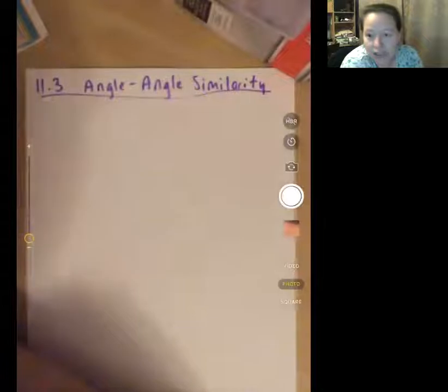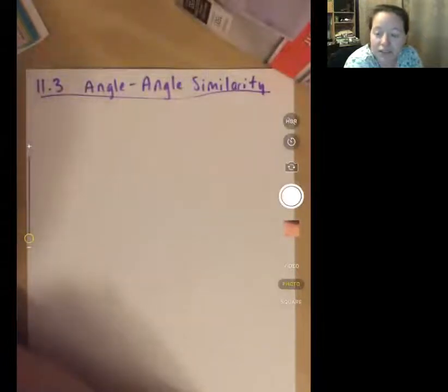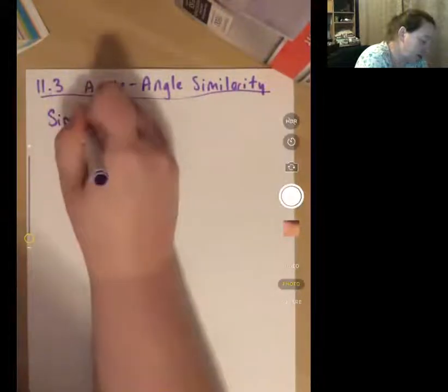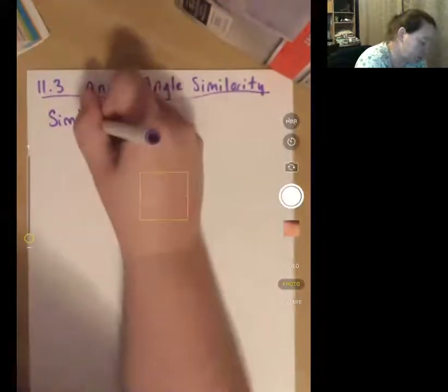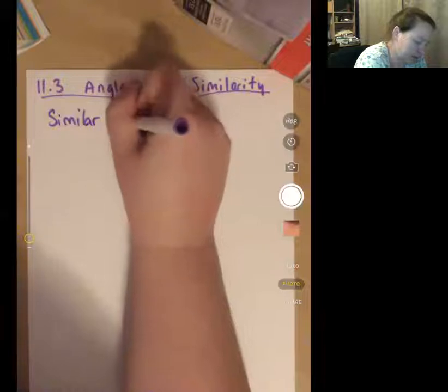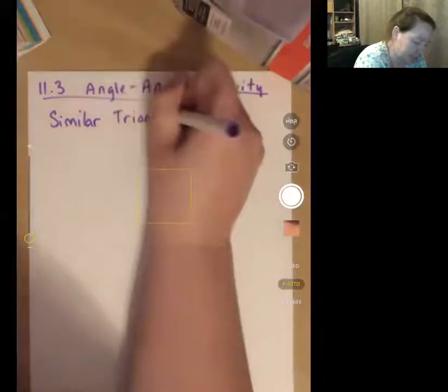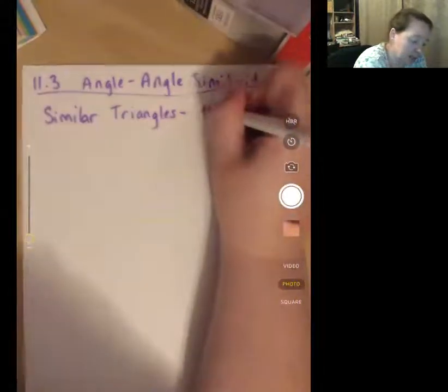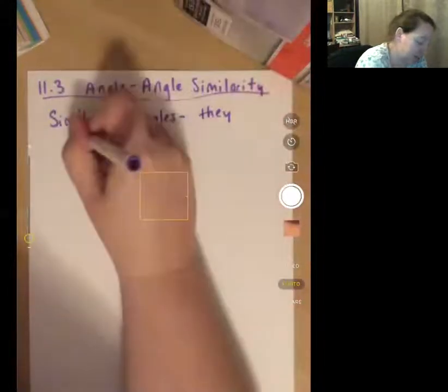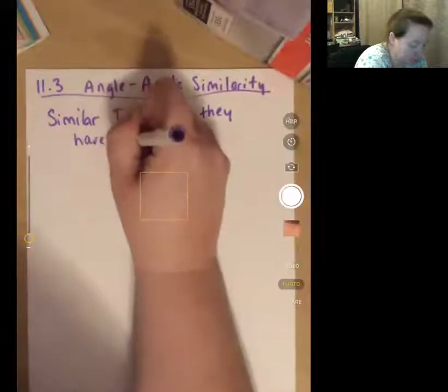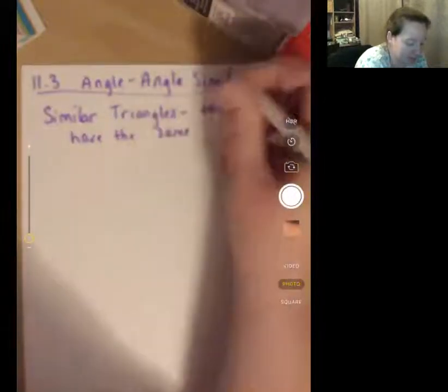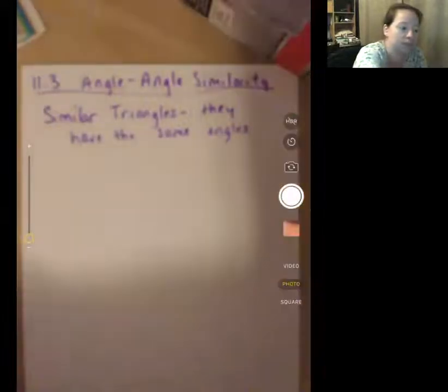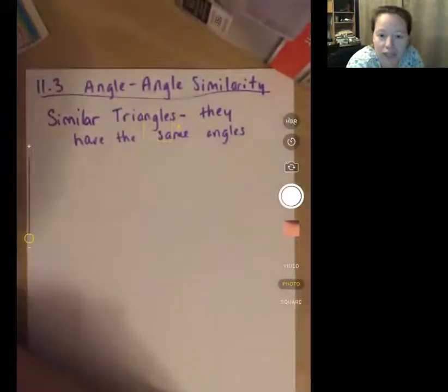So the basic concept behind this is if I have similar triangles, oh Lord, if I could spell, this would be absolutely amazing. If I have similar triangles, they have the same angles as each other. It's part of what makes them similar triangles. They have the same angles.